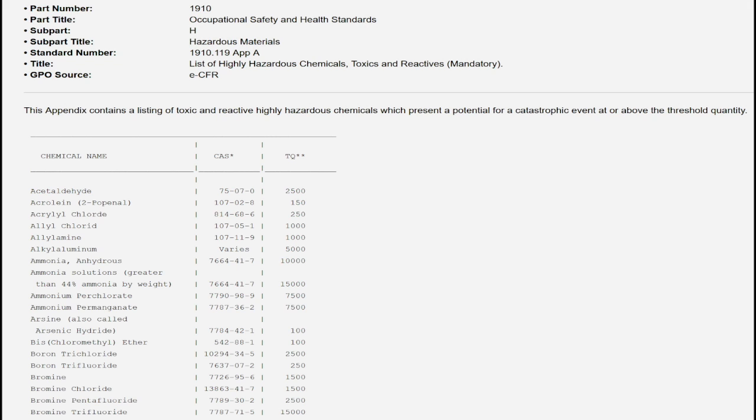So here we have a good example of the PSM chemical list that we were talking about in terms of determining applicability. If it's on this list and you're above the threshold quantity, you know you're going to be applicable. One thing to point out, we mentioned ammonia solution here. You can see it's greater than 44% ammonia by weight. If our solution is above that concentration, we start looking at whether we have the 15,000 pound threshold quantity. Also, there's the CAS number here, which helps you detail whether the chemical you have is the same chemical being talked about here.